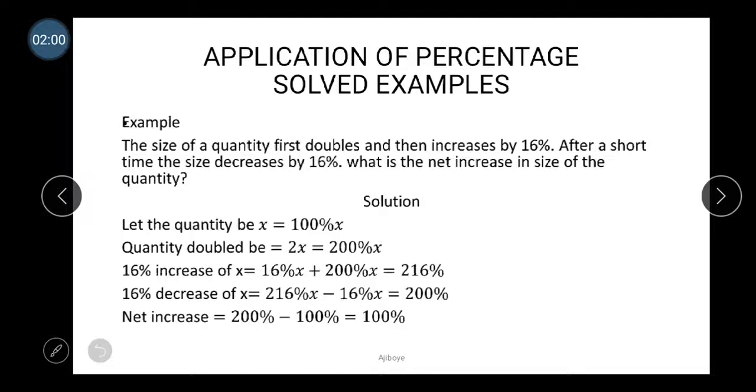Now, there is also a decrease by 16%. So we find the 16% of x and subtract it from the overall increase so far. So the 16% decrease of x gives 216% of x minus 16% of x, and that will give us 200%. The net increase, therefore, will be 200% minus the original percentage that we have. So 200% minus 100% is equal to 100%.